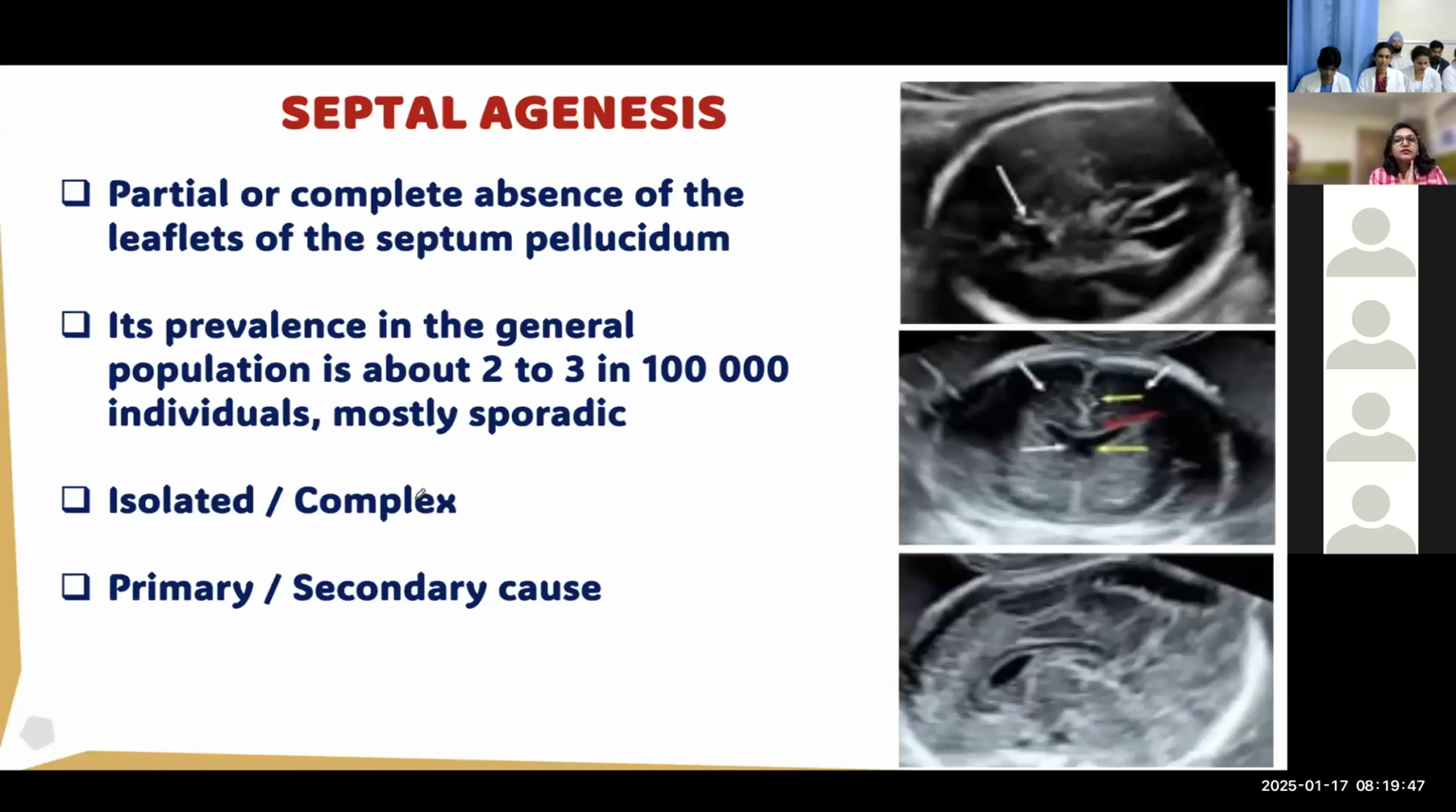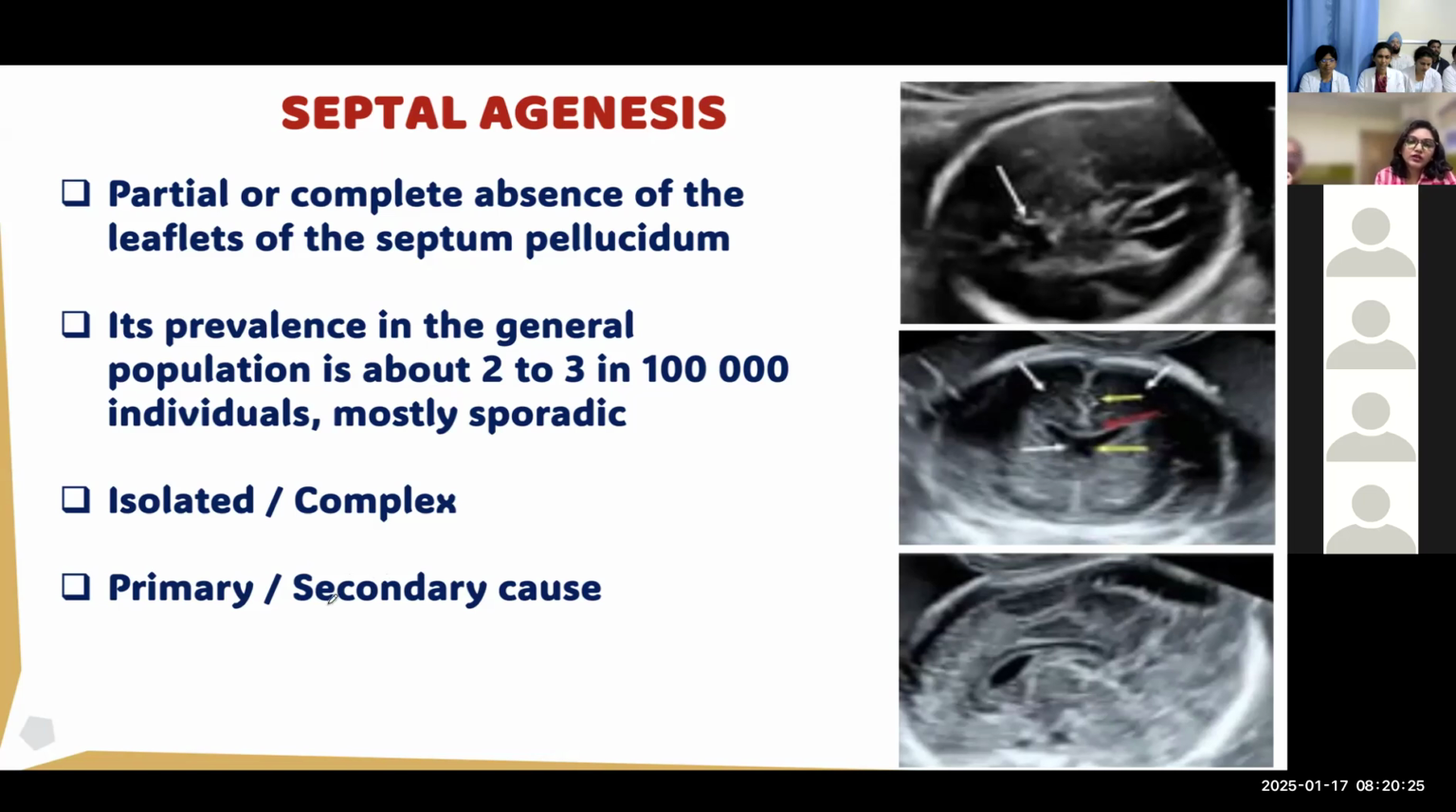Coming to septal agenesis, which is a rare congenital cerebral developmental anomaly, seen very rarely in isolation. Isolated septal agenesis is always a diagnosis of exclusion, because its presence serves as a valuable marker for underlying CNS pathology. It is defined as either partial or complete absence of the leaflets of the septum pellucidum, and its prevalence in the general population is around 2 to 3 in 1 lakh individuals, and it is mostly sporadic in origin.